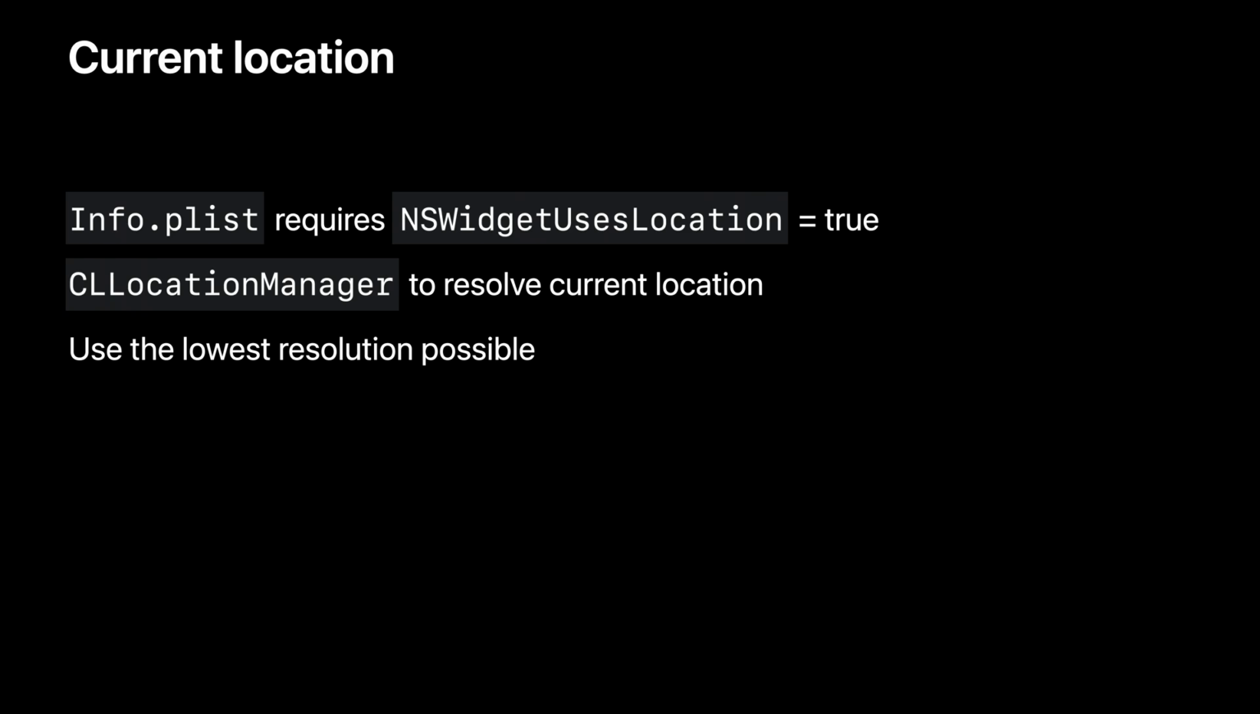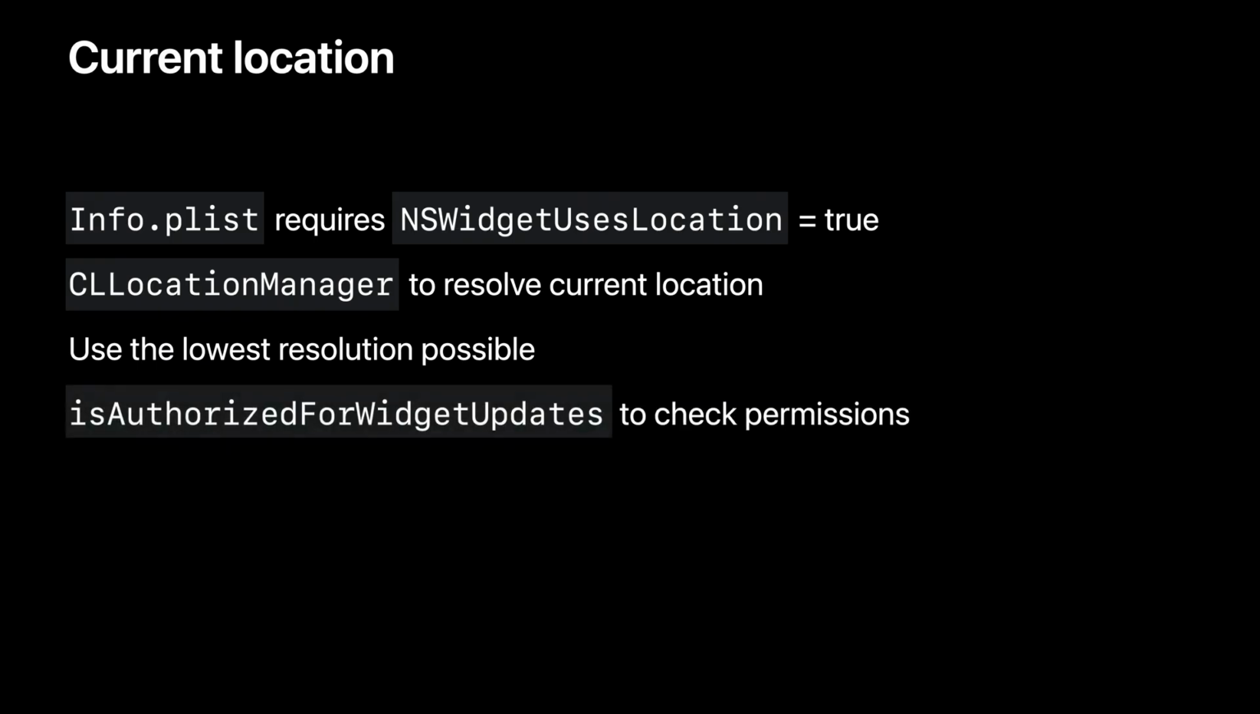Consider the resolution your widget requires, as it's faster to resolve coarse location, and it can result in a better user experience if you don't need super precise location. In general, the more precise the location requested, the longer it's going to take to resolve. Lastly, you can check whether the widget is authorized for location updates by using the isAuthorizedForWidgetUpdates API on the CLLocationManager. This will tell you whether the user has granted your widget permission to use location or not.